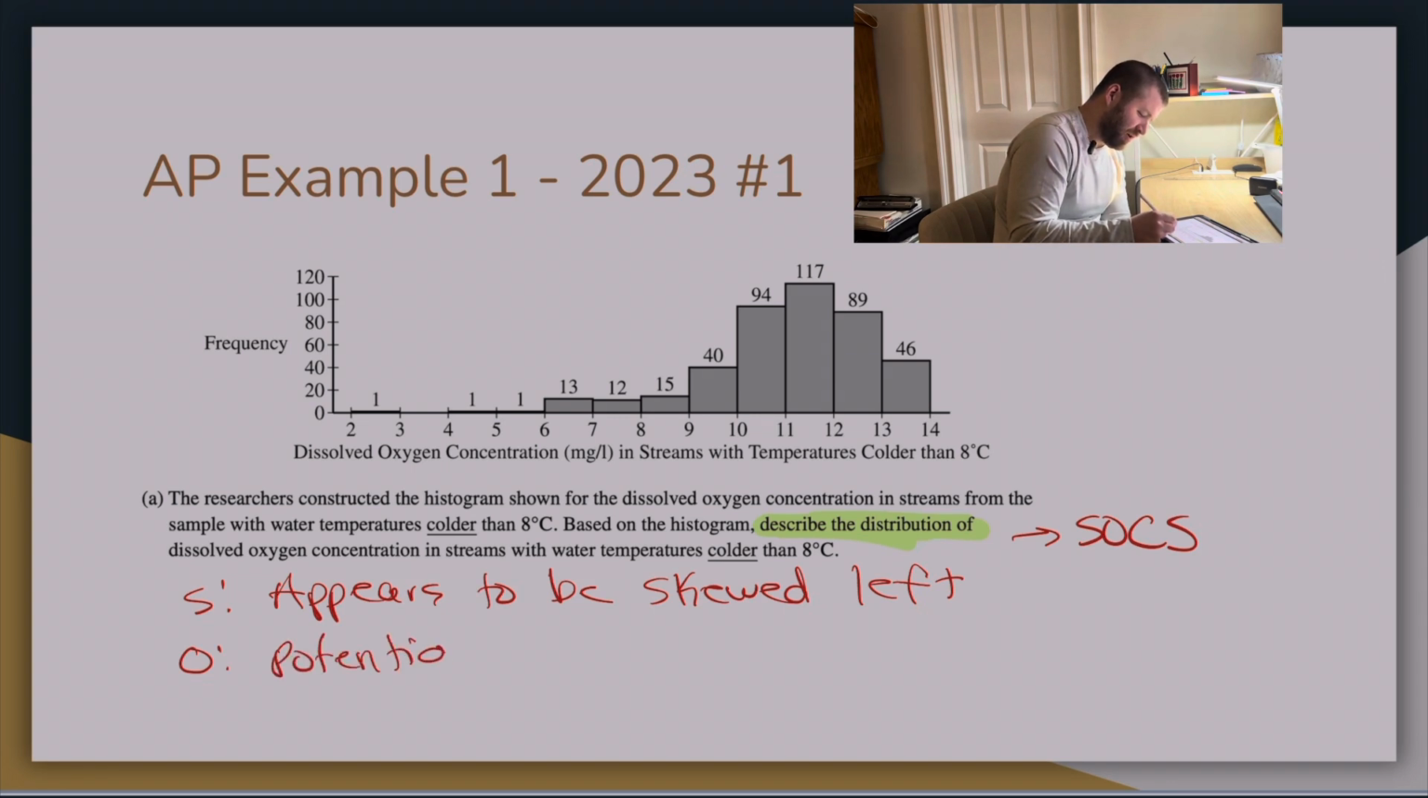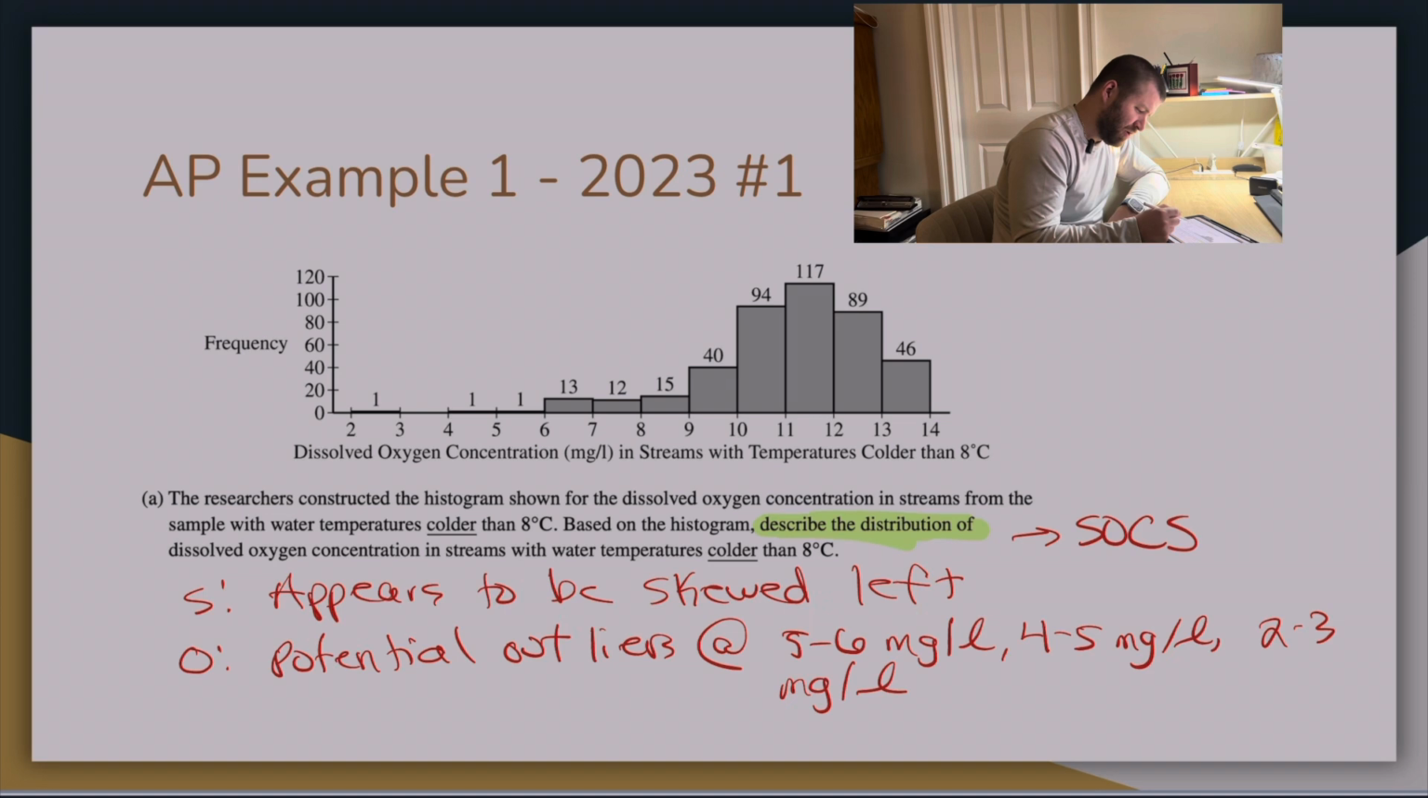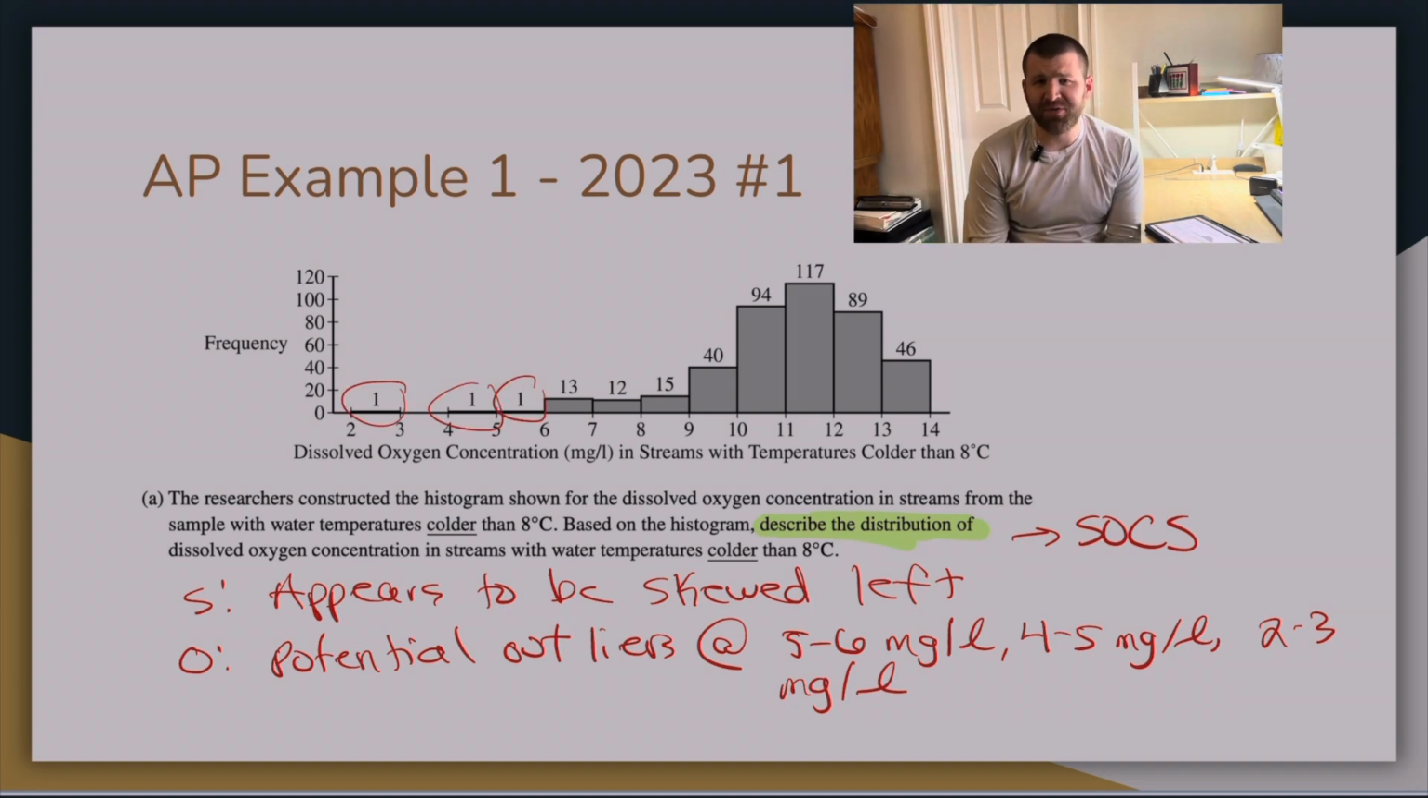Outliers. We have potential outliers. Again, notice the wording. I'm going to say here, somewhere between 5 and 6 milligrams per liter, 4 and 5 milligrams per liter, and 2 to 3 milligrams per liter. Again, note I'm highlighting these 3 areas here as my potential outliers. Oftentimes, the giveaway for outliers are going to be the intervals that have the least amount of frequencies and obviously are very close to the ends of your number line.